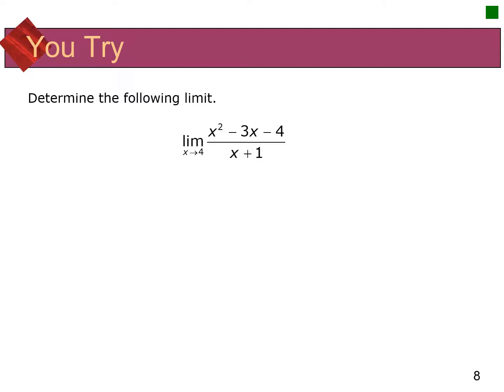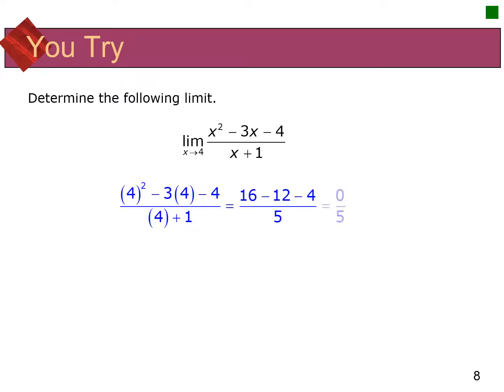Now for this limit that you were asked to try, again, this is the very basic start of a limit, and the very first thing you should always do is substitute the number that x is approaching into the expression. So I'm going to replace all the x's in that expression with a 4, simplify and evaluate, and I get 0 over 5, which is just 0. So the limit as x approaches 4 is equal to 0.